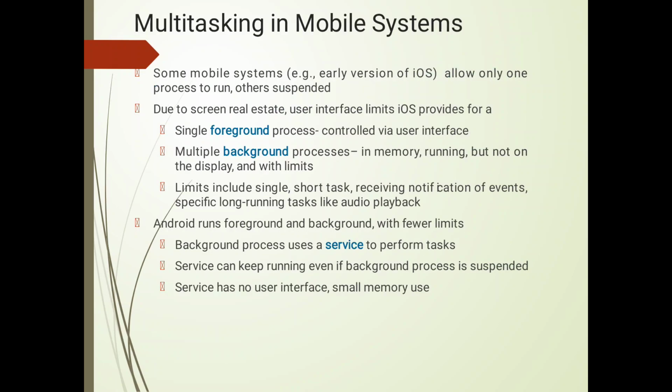Multitasking in mobile systems: some mobile systems allow only one process to run, and others are suspended, due to screen real estate. iOS user interface limits provide for a single foreground process controlled by the user interface, and multiple background processes in memory, running but not on a display, and with limits. The limits include single short tasks, receiving notifications of events, and specific long-running tasks like audio playback.